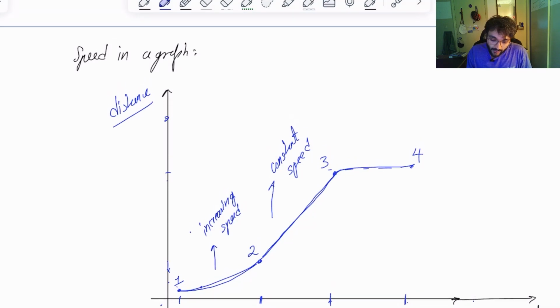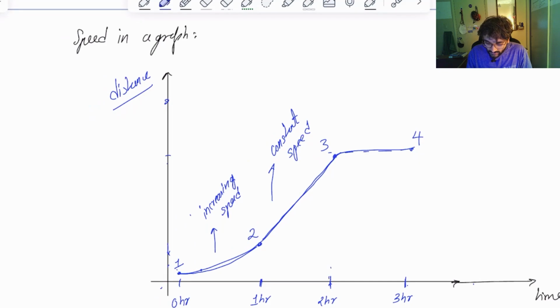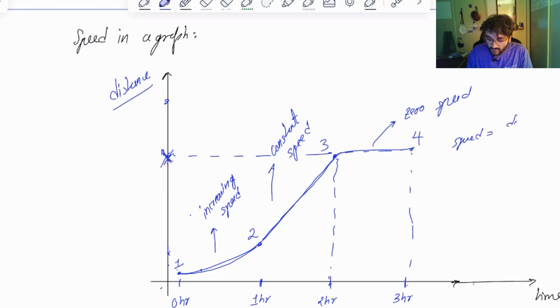For region 3 and 4, I don't have to make a separate diagram. I can just show you here. For the second hour mark, this is the distance, and for the third hour, the distance is the same. So distance is not really changing from hour 2 to hour 3, which is region 3, 4, right? So this is a case of zero speed, because speed is distance over time, right? So if the distance is zero, then the speed is zero as well. So this is a case of zero speed.